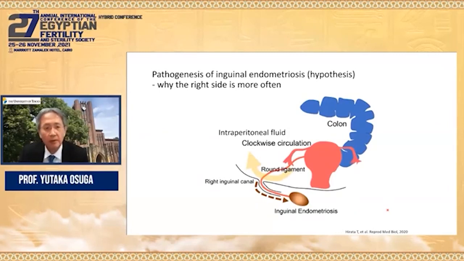So why were the lesions more common in the right? It can be explained as follows. Intraperitoneal fluid is known to circulate clockwise in the abdomen. So endometrial cells in the retrograde menstruation from the fallopian tube are likely to be brought to the right inguinal canal. In contrast, endometrial cells are difficult to reach the left inguinal canal because of the barrier of the sigmoid colon.